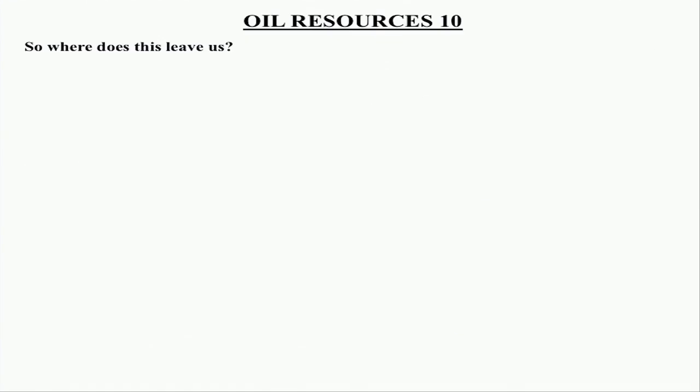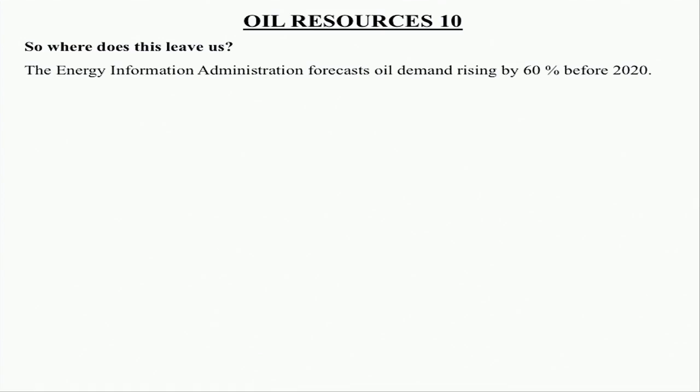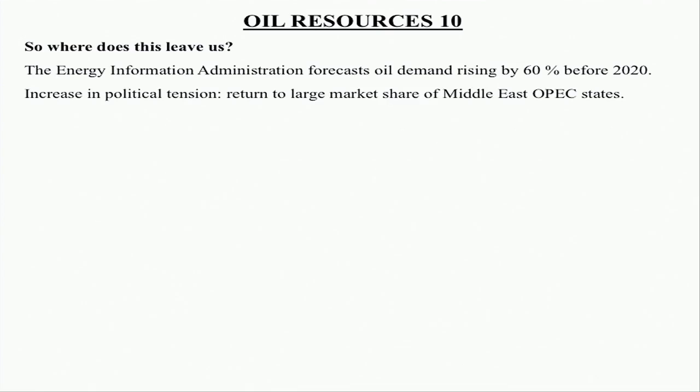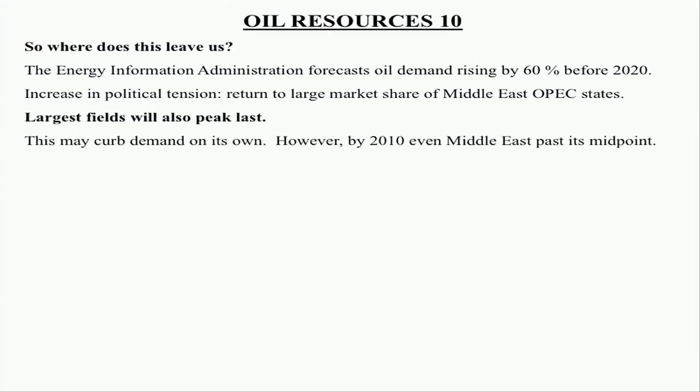So where does this all leave us with regards to oil resources? Well, the Energy Information Administration forecasted oil demand is going to rise by about 60% before 2020. They also suggested that political tensions could mean a return to the large market share of Middle East OPEC states. The largest fields are also going to peak last in terms of flow, and that might curb demand on its own. However, even by 2010, this was after the Campbell and Laherrère report, even the Middle East oil production was past its midpoint.